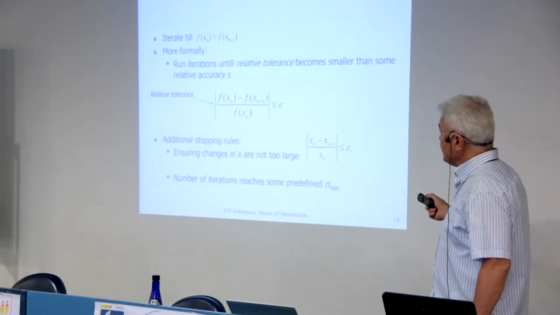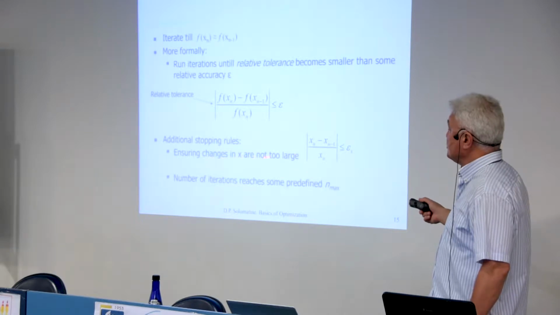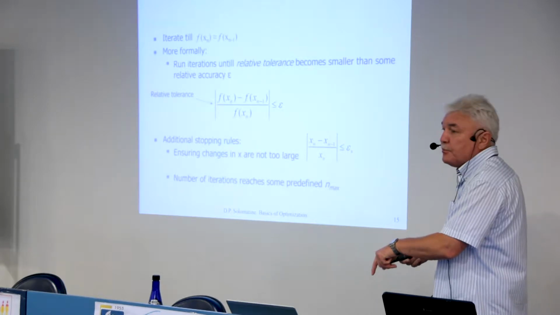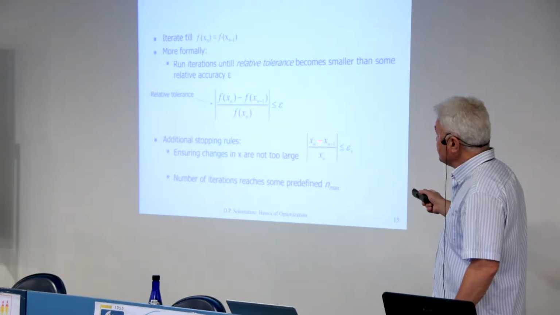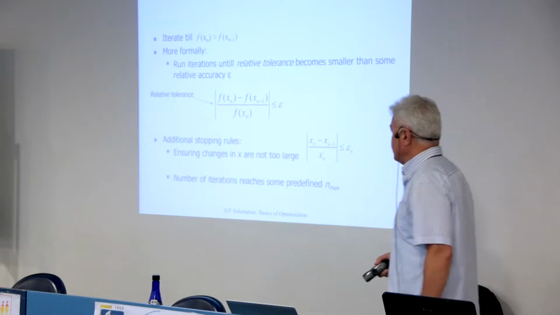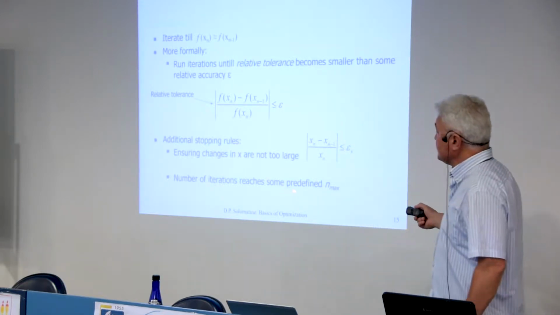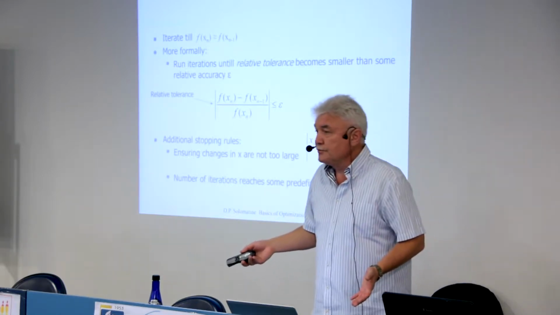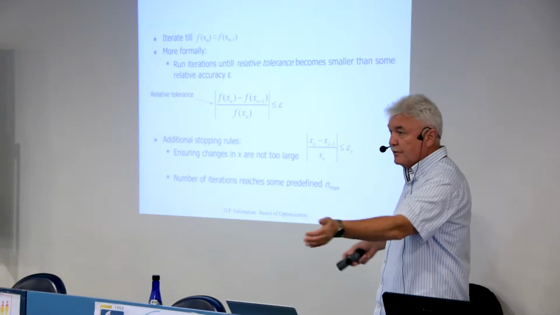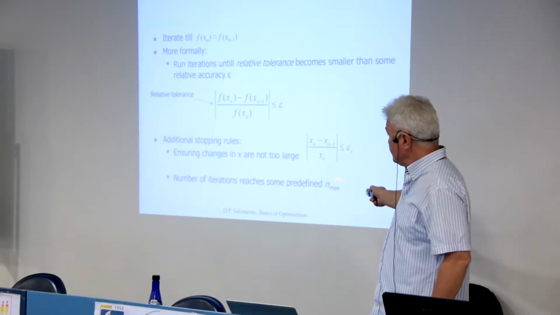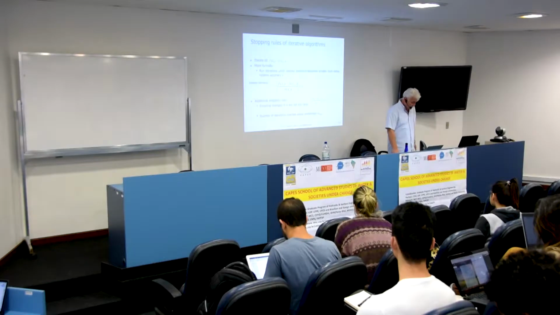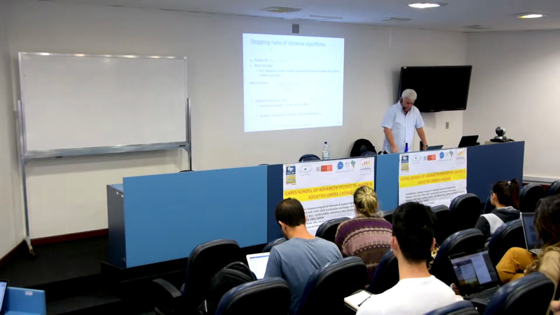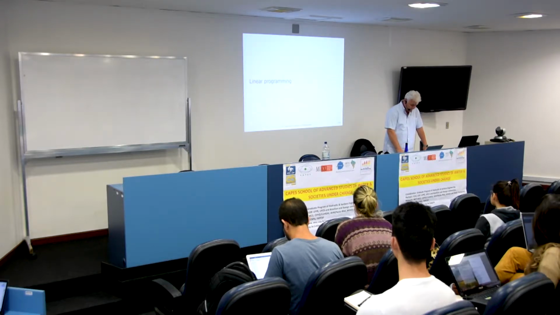Another stopping rule is when changes in x are not too large, so that you're at more or less the same point. So the difference between these two steps is small, and it is reasonable to stop. The third rule is when the number of iterations reaches some predefined number. Why is this rule useful? Because it may happen that you will be moving around and never stop. So it's useful to set this number at a certain value, and then you stop there. So these are the stopping rules of iterative algorithms.